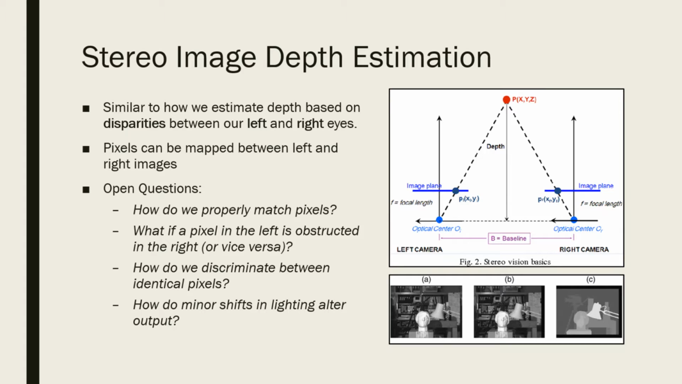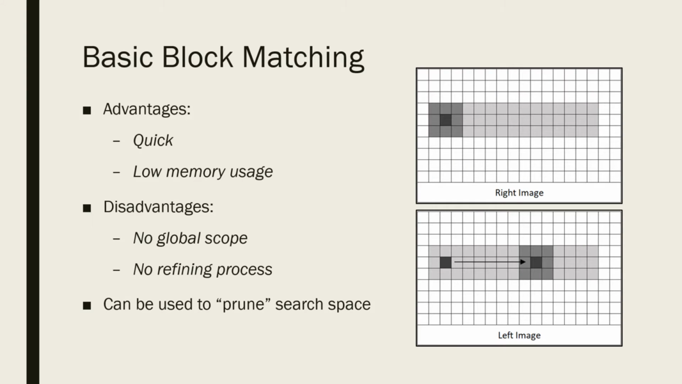So when trying to apply this theory to stereo cameras, there are a lot of open questions about how to accurately match pixels and objects between images. One of the most rudimentary forms of estimating distance is to use basic block matching. Blocks of pixels, such as the 3x3 block shown on the right image, are compared to similar blocks in the left image. Some cost function, usually a sum of squared errors, is used to identify the nearest neighboring block.